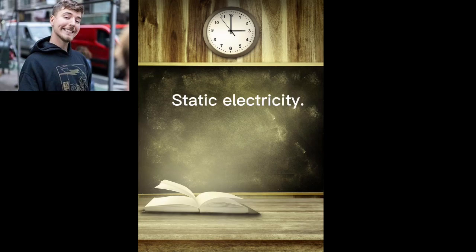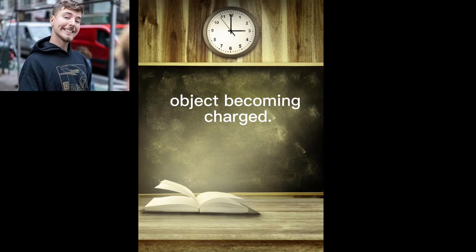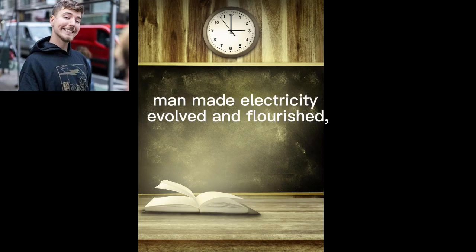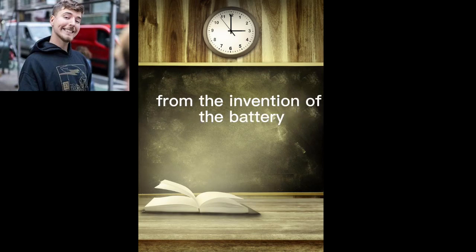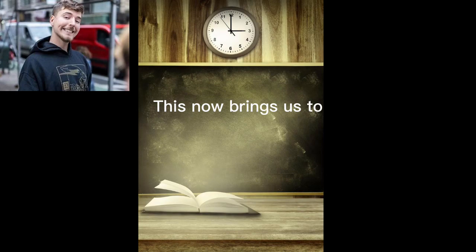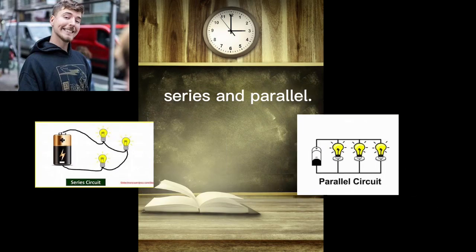Static electricity. Hundreds of years ago, that was the first observation of an object becoming charged. It appeared as a spark. Throughout time, man-made electricity evolved and flourished, from the invention of the battery to the development of the first electrical circuit. This now brings us to two different types of fundamental electrical circuits, series and parallel.